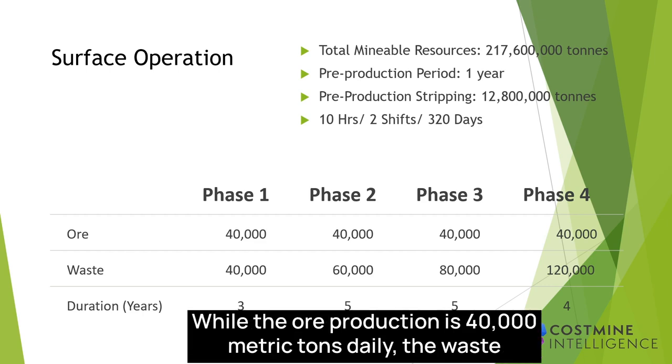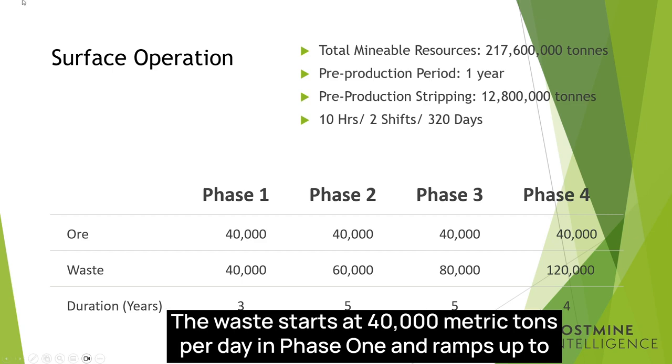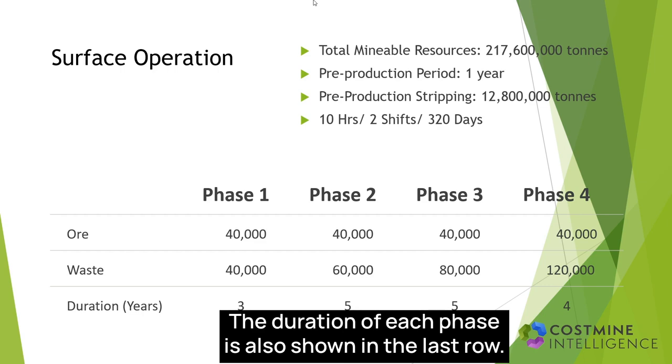While the ore production is 40,000 metric tons daily, the waste constantly increases each phase. The waste starts at 40,000 metric tons per day in phase 1 and ramps up to 120,000 metric tons per day in phase 4. The duration of each phase is also shown in the last row.